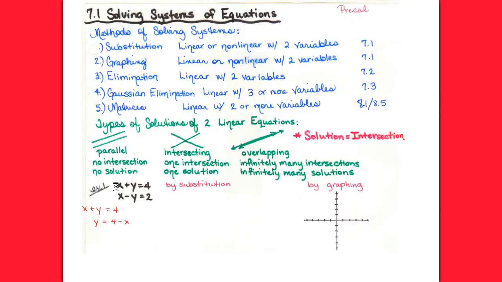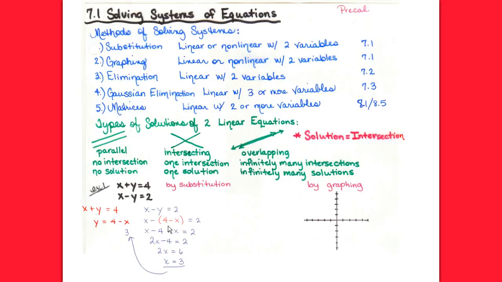The reason this is called substitution is I'm going to take what I just got for y, 4 minus x, and I'm going to substitute it in the place of y in the other equation. Why do I have to do that? I can't solve for x and y at the same time. But if I replace y with what is equal to 4 minus x, now everything's in terms of x. Now that I can solve.